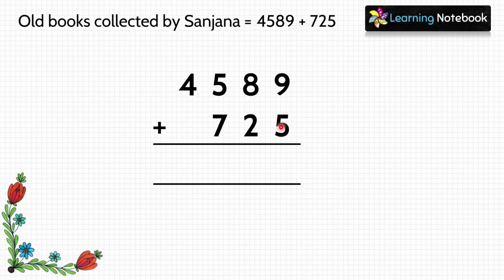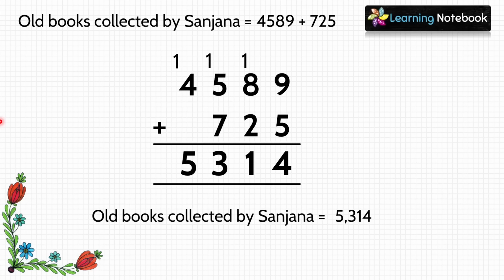9 plus 5 equals to 14. Carry 1 and write 4 in the answer. Next, 1 carry plus 8 plus 2 equals to 11. Again carry 1 and write 1 in the answer. Then 1 carry plus 5 plus 7 equals to 13. So carry 1 and write 3 in the answer. Then 1 carry plus 4 equals to 5. So we have calculated number of old books collected by Sanjana, which are 5314.